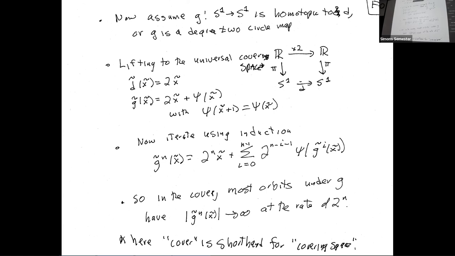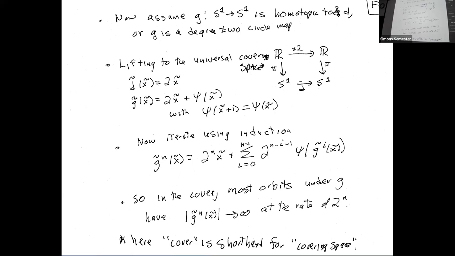Our angle doubling looks like this. Our homotopic map looks like angle doubling plus a bounded bit. It's easy to see that this bounded part is periodic, continuous, and therefore bounded. So let's iterate this in the cover as we usually do, and do a little induction and get this formula. You notice that we're running off to infinity, most points at an exponential speed of 2 to the n with some error here, okay?